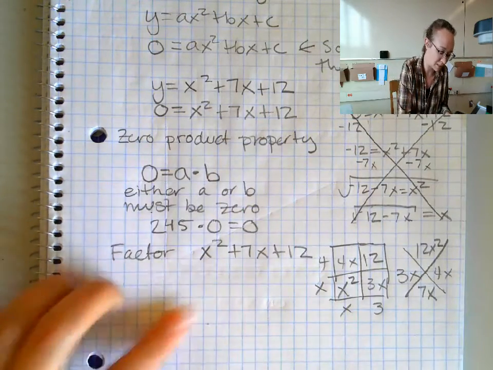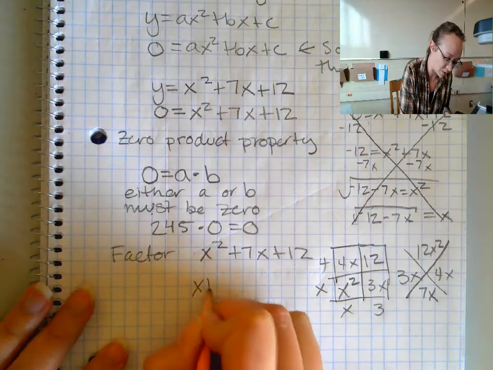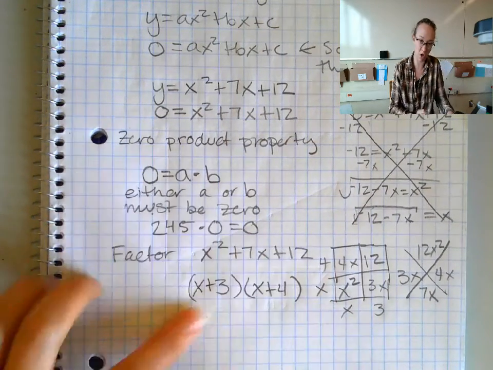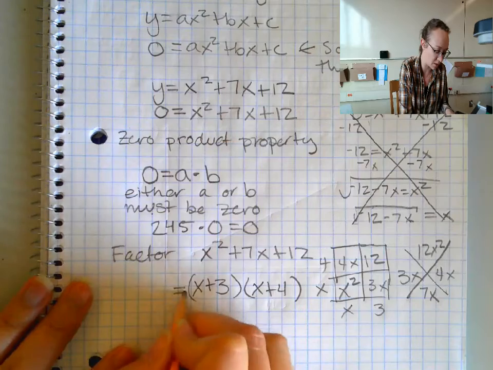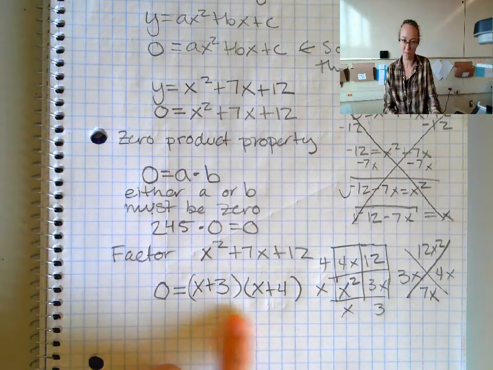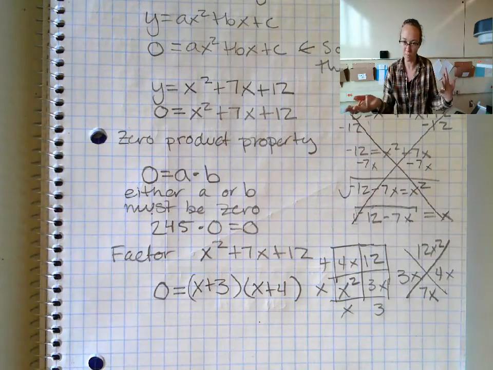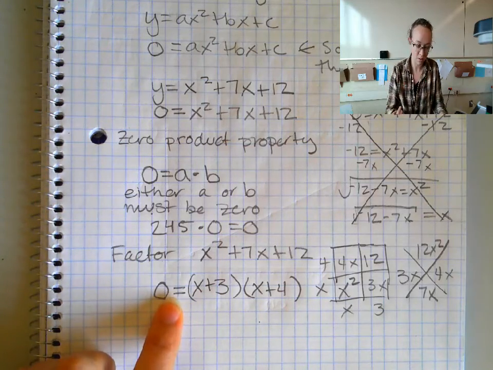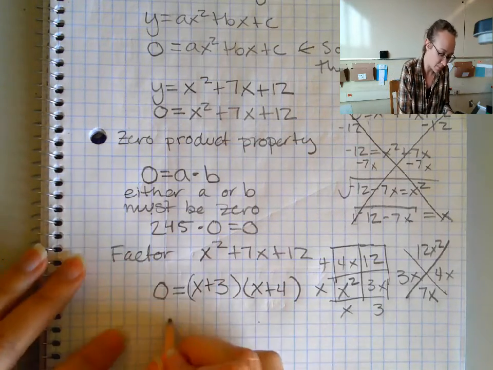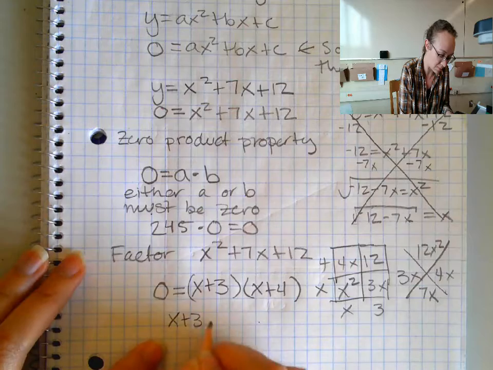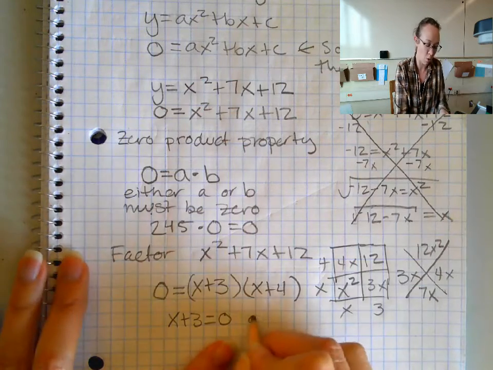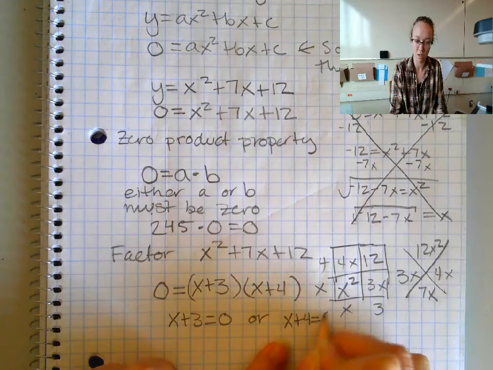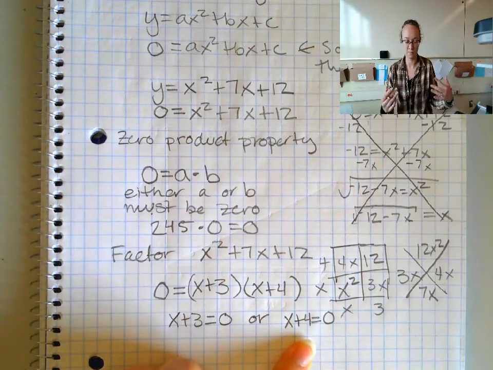If we've decided that this equals x plus 3 times x plus 4. And remember, we're trying to solve for when this equals 0. So if two things multiply together and equal 0, then one of them has to be 0. So that means that for this equation to be true, either x plus 3 must equal 0, or x plus 4 must equal 0.